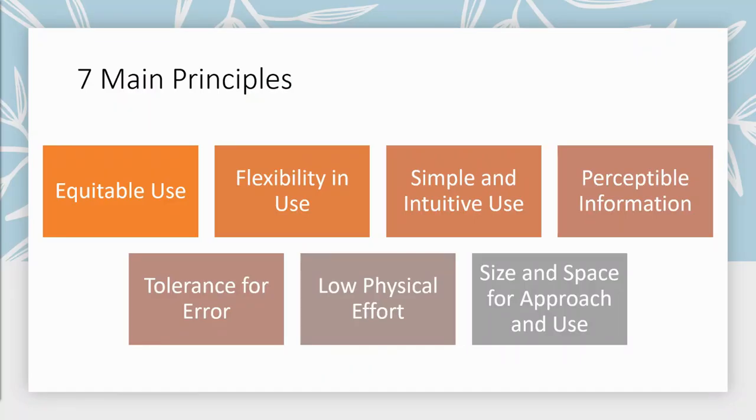So there are 7 main principles that were identified by an article that contribute to the universal design of an environment or activity. So for something to be successfully accessible to all people, it should have equitable use, flexibility in use, simple and intuitive use, perceptible information, a tolerance for error, low physical effort, and appropriate size and space for the approach and use of that activity or environment.